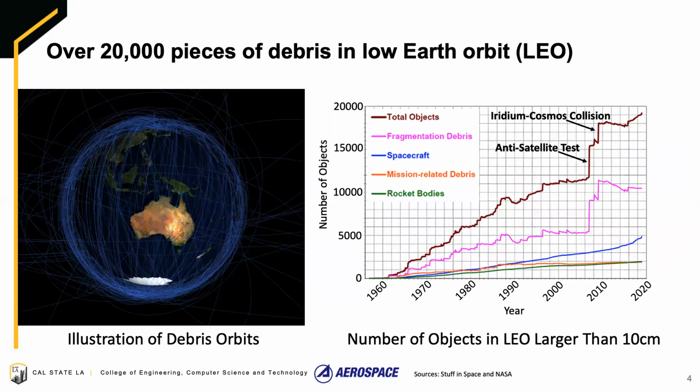So within low Earth orbit, there is a lot of debris concentrated, as illustrated on the left image. Low Earth orbit is a range of altitudes from the surface of the Earth up to around 2,000 kilometers. And as shown on the right, the number of total objects has increased up to now. Two collisions are pointed out in which the amount of debris in low Earth orbit increased within a short amount of time.